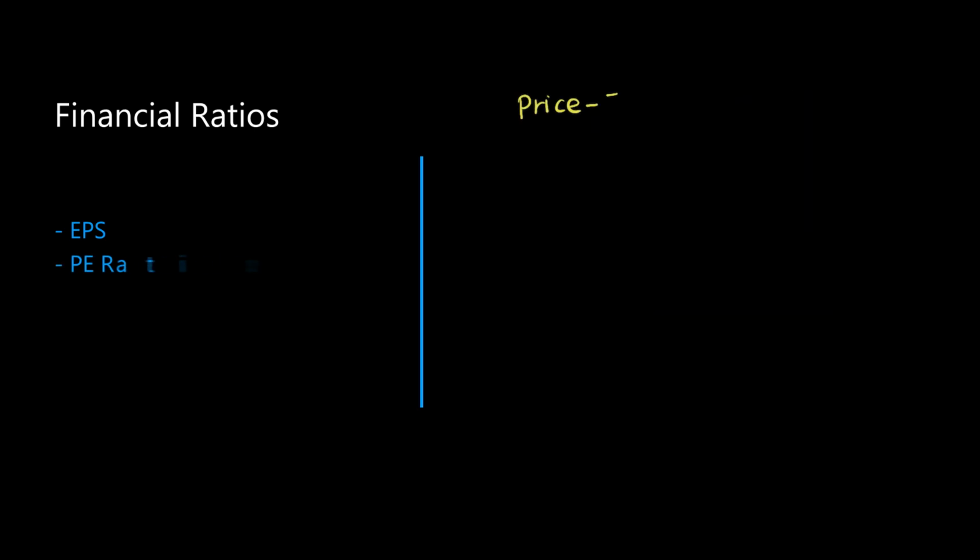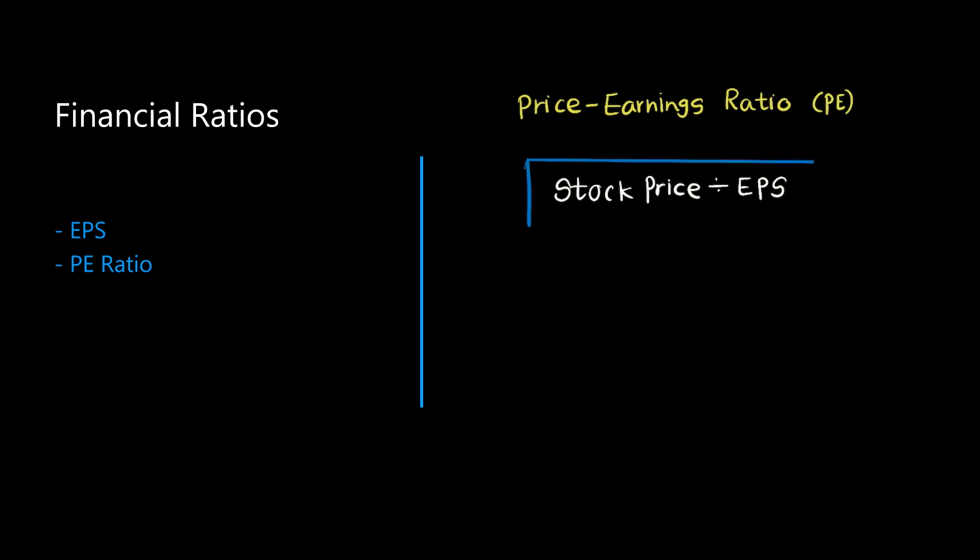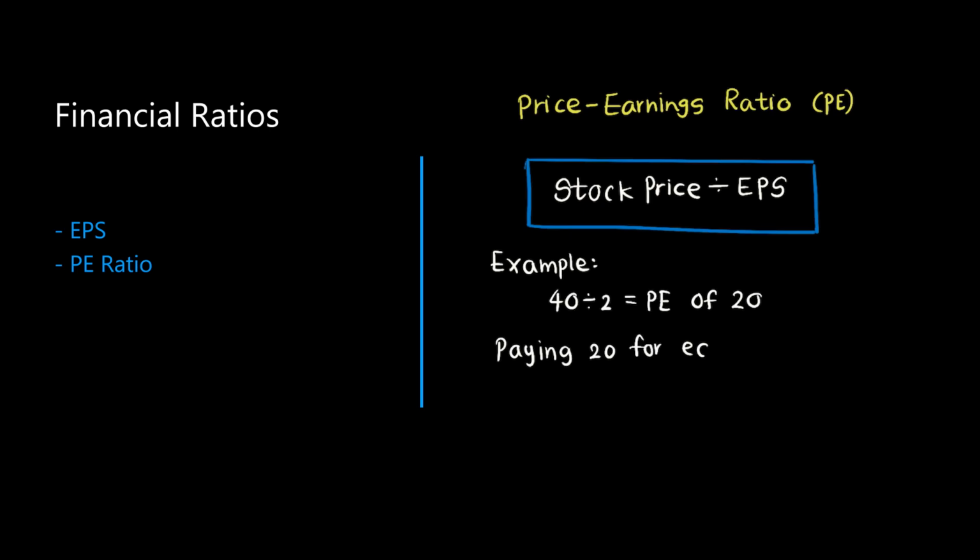The price-earnings ratio, or PE ratio, compares stock price to earnings per share. If a stock trades at $40 and EPS is $2, the PE ratio is 20. This tells you investors are paying $20 for every dollar of annual earnings. High PE ratios might signal growth expectations or overvaluation.